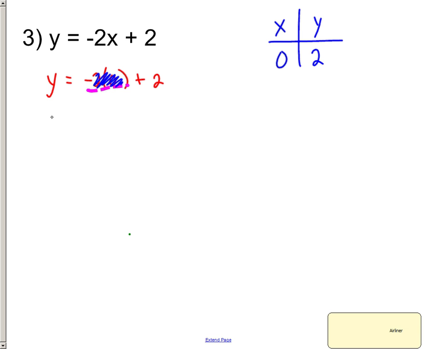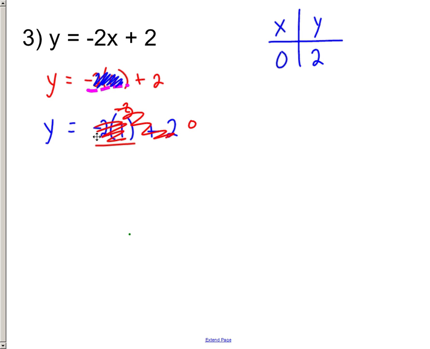Now, what about if we use +1? Okay, so here is +1 in for the x. -2 times 1 is -2. And what's -2 plus 2? 0. So y equals 0 when, what do we plug in for the x value here? The 1. So when x is 0, y is 2. When x is 1, y is 0. Technically, we've got enough to go plot it right now, but I just want to show you a third one real quick.